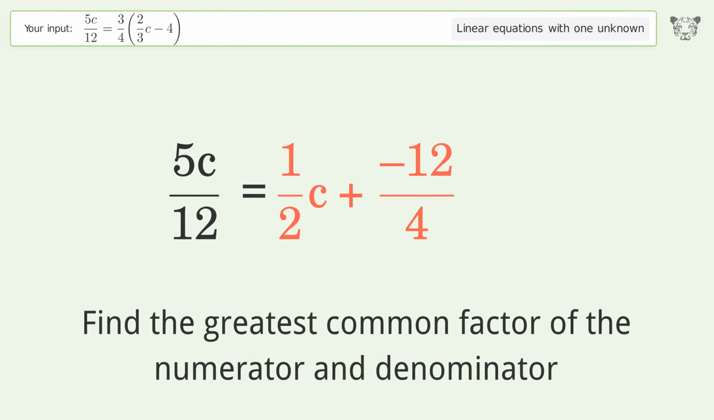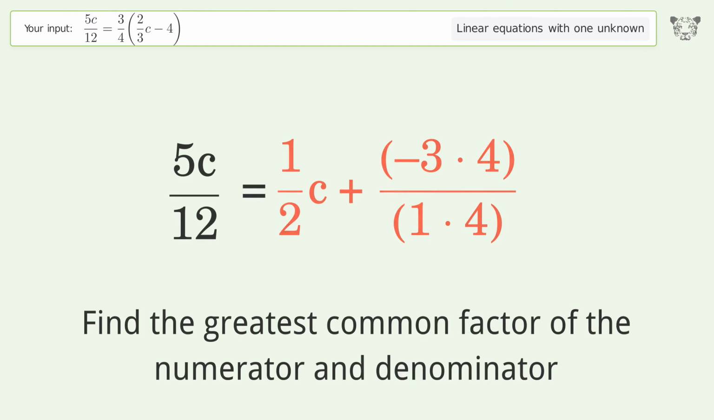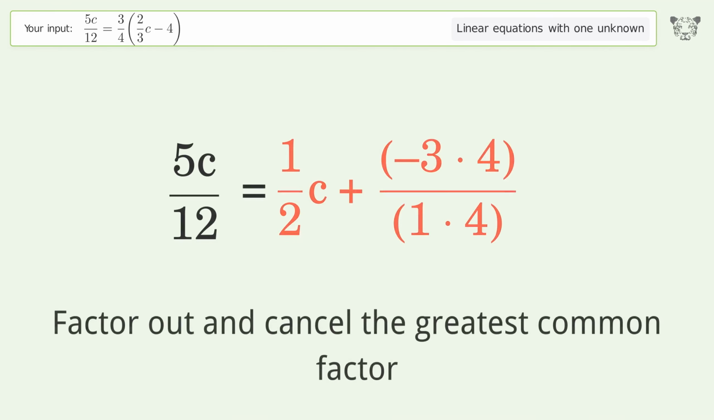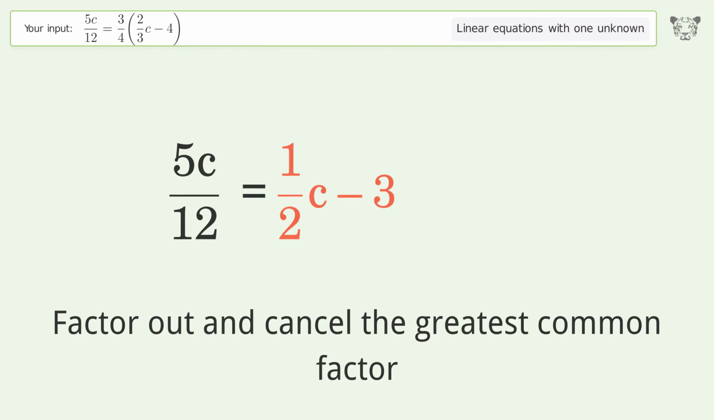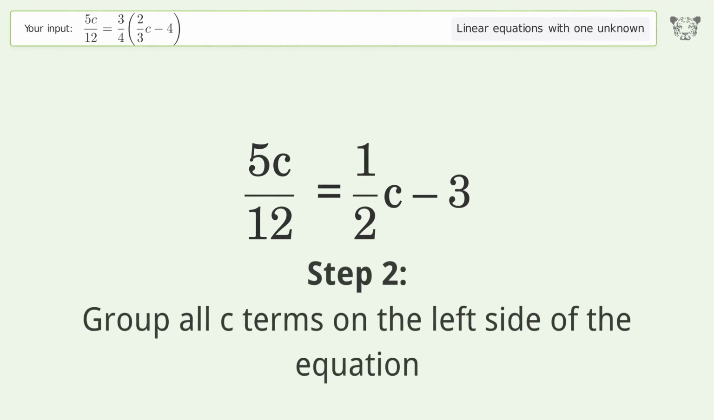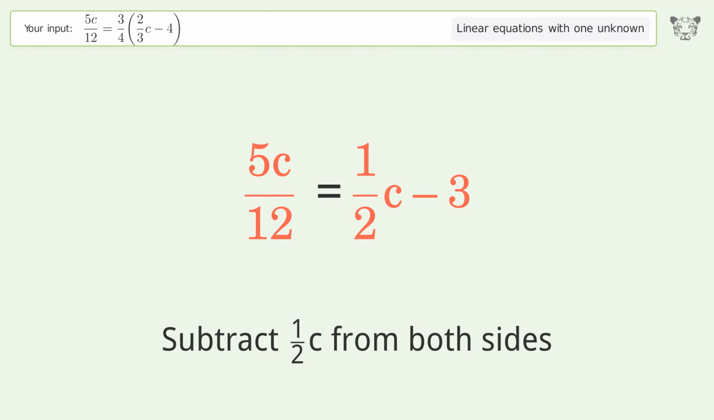Find the greatest common factor of the numerator and denominator. Factor out and cancel the greatest common factor. Group all c terms on the left side of the equation. Subtract 1 over 2c from both sides.